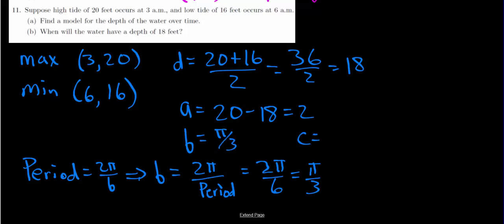Now C is where the high tide occurs, and the high tide occurs at 3. So we get a model that looks like this. We've got A, which is 2 cosine of pi over 3, and I'll use t since we're dealing with time, t minus 3, plus 18. There's that.